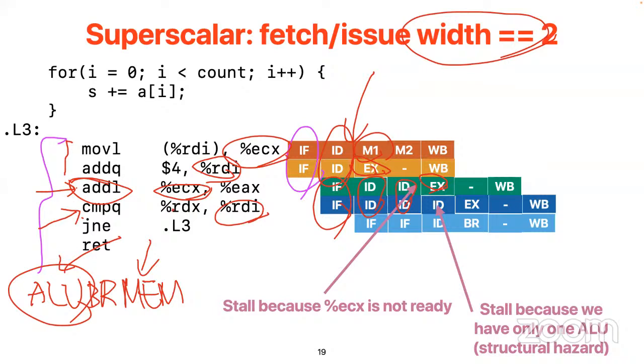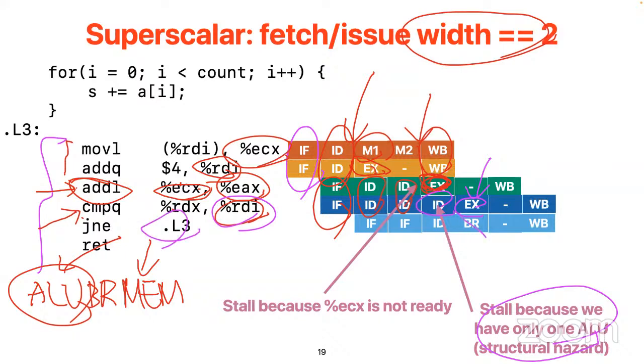Finally, in the next cycle, this instruction finishes the memory operation, so the first instruction got its ECX, and this instruction can be in the execution stage. However, for this compare instruction, because right now we only have 1 ALU, it cannot be executed, and it has to be stalled at the execution stage. Also, there's another thing that is wrong here: this one is depending on this one, so it has to wait for another cycle, right?